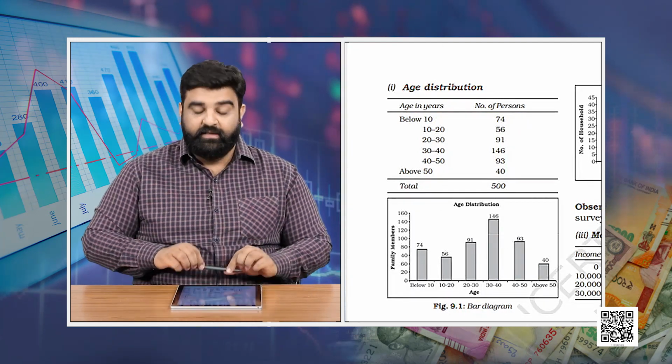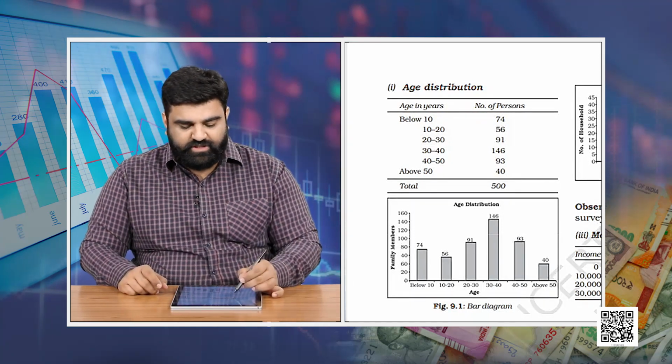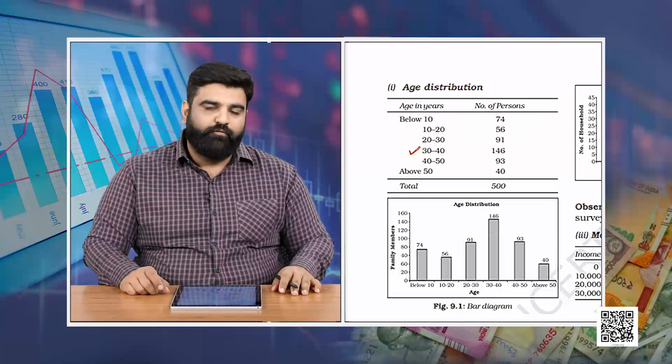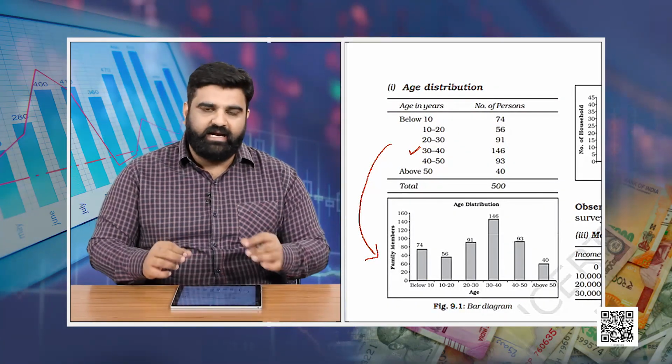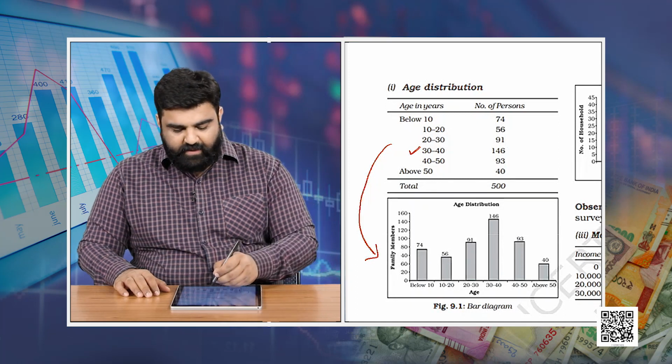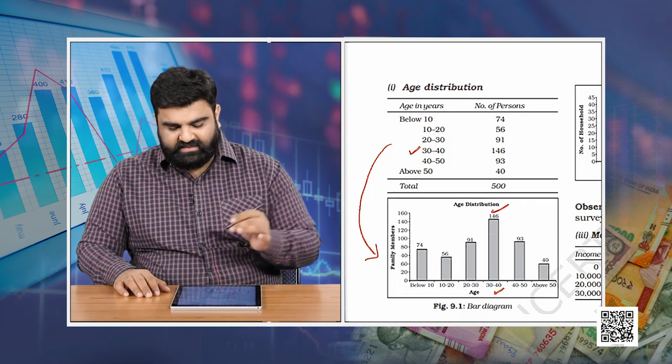So, we find that the most number of the people that were surveyed were in the age group 30 to 40. So, we have represented this information in the form of a bar diagram. That is why the bar diagram of the age group 30 to 40 is the highest.